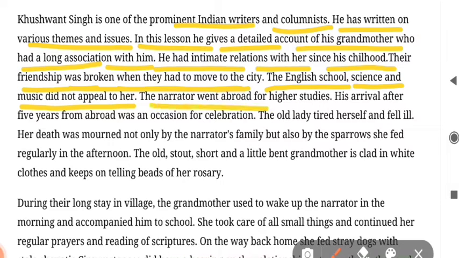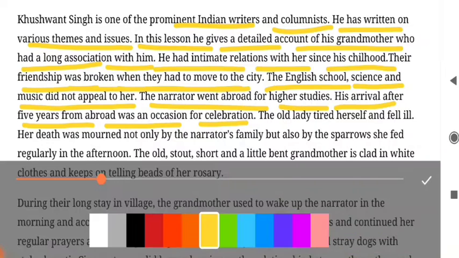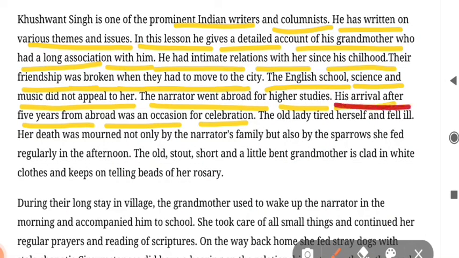The narrator went abroad for higher studies, so when he completed his schooling he went abroad for studies. His arrival after 5 years from abroad was an occasion for a celebration. So he went abroad, and when he arrived back after 5 years, there was a celebration-like feeling at home. The old lady tired herself and fell ill. So what happened, the old lady, here the grandmother is being talked about, started preparation for the celebration as her grandson was coming back. So she worked very hard and tired herself, and due to her hard work she fell ill.